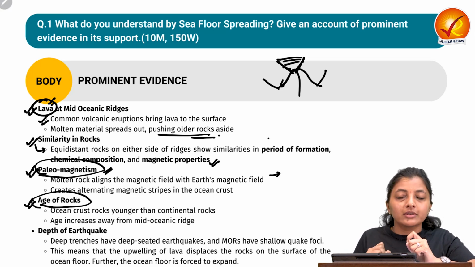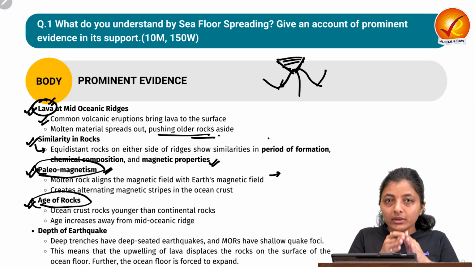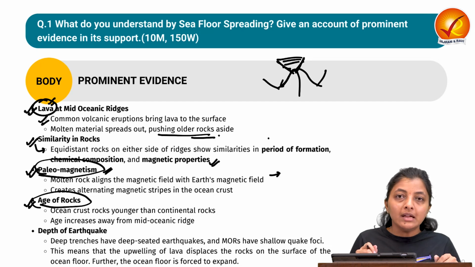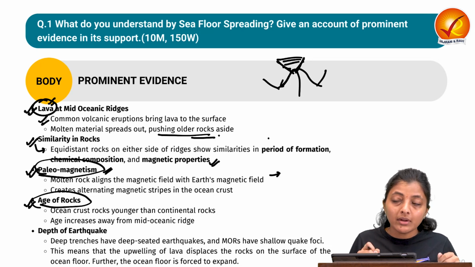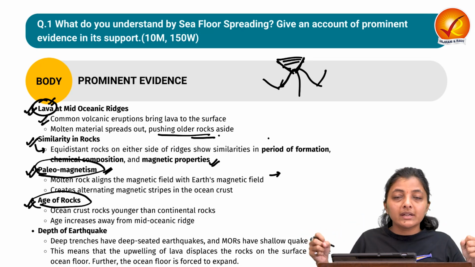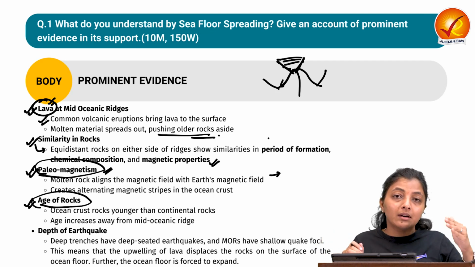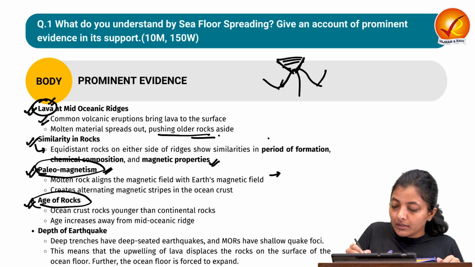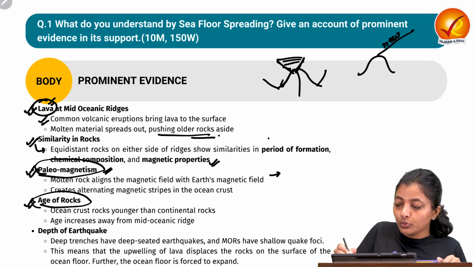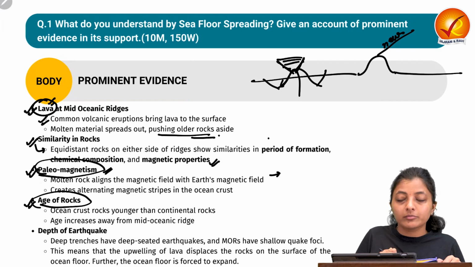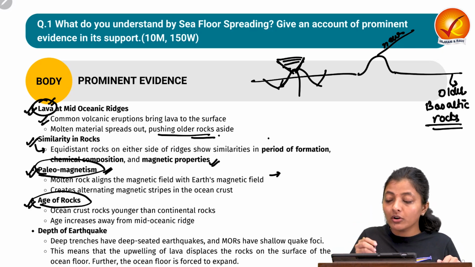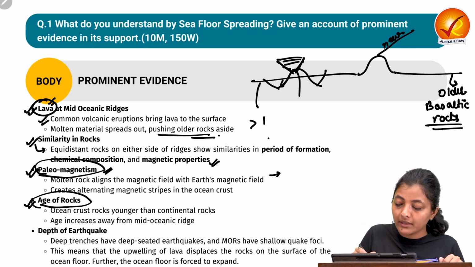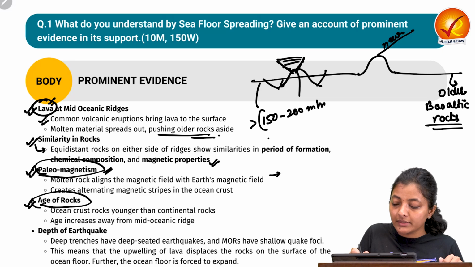Next is about the age of rocks. What we have seen during this exploration of the ocean floor is that the ocean floor near the mid-oceanic ridges is new, and as we go outward, the age of the oceanic floor increases. It means near the mid-oceanic ridges this is new crust, and as we move away from the ridges, these are older basaltic rocks. And we did not find any oceanic basaltic rocks older than 150 to 200 million years.